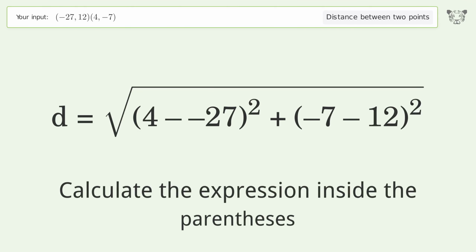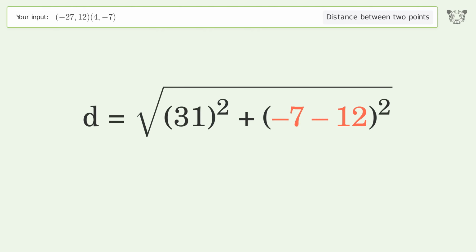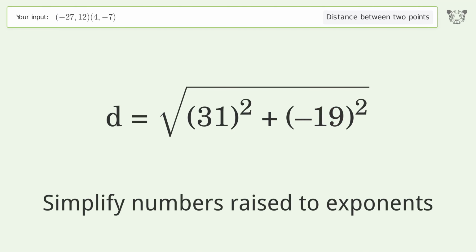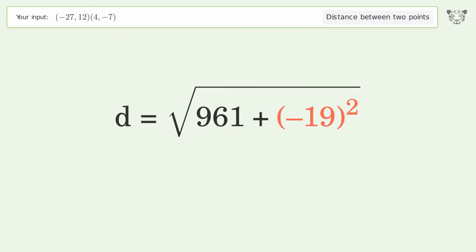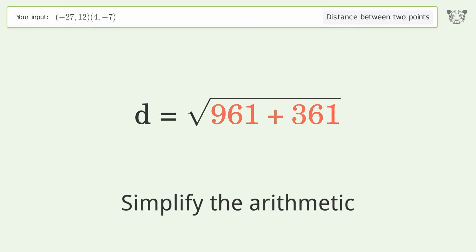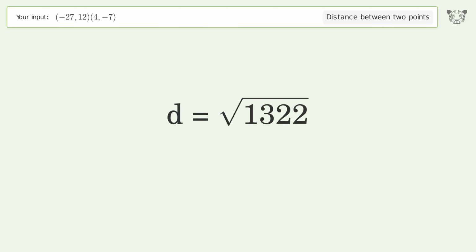Calculate the expression inside the parentheses. Simplify numbers raised to exponents. Simplify the arithmetic. And so the distance between the 2 points is the square root of 1,322, or 36.359.